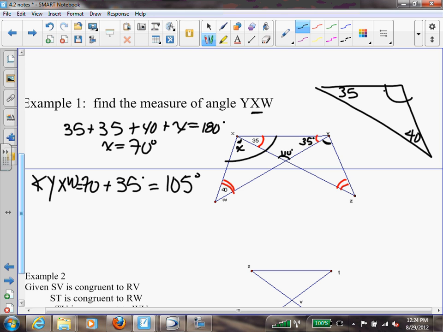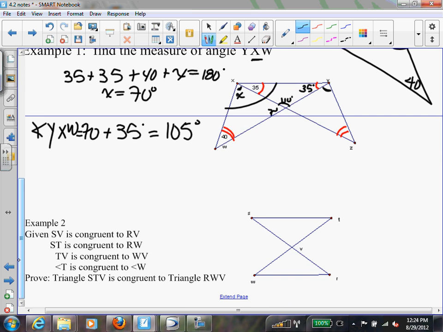Well, guess what? You could have gone another route, couldn't you have? You could have said, well, that makes this 70, and guess what? You have another little triangle that all adds up to 180. So do you see that there's not always one direct path to get to this answer? It's really just how you start seeing all the information. Do you get that? Okay. All right, here we go.